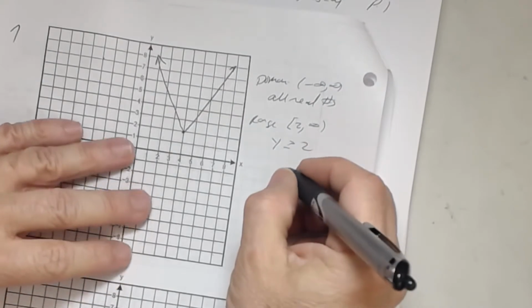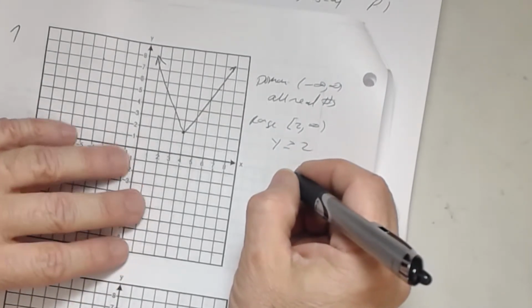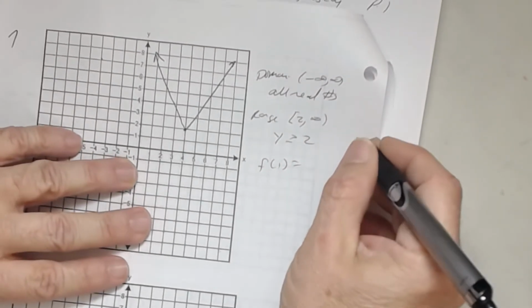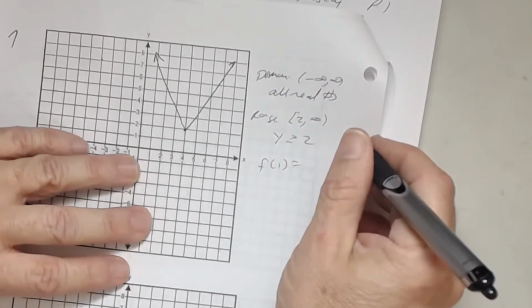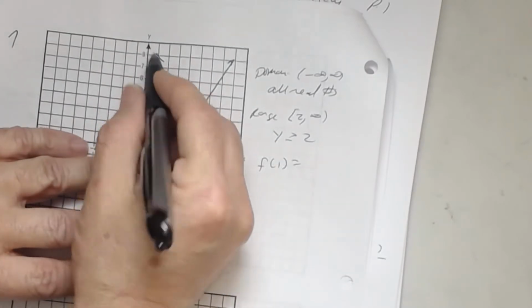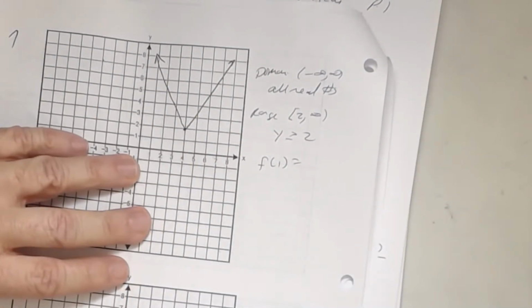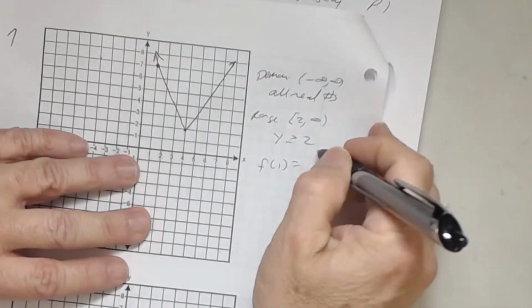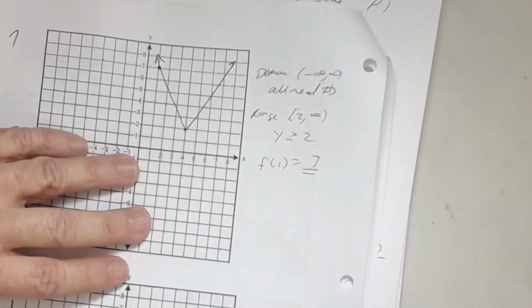Let's go to number 7. Let's find f of 1. What's f of 1 here, number 7? So when x is 1, what's the y value? Make sure you can all locate the point. 7. That's the point right here. So my y value is 7. So f of 1 is 7.